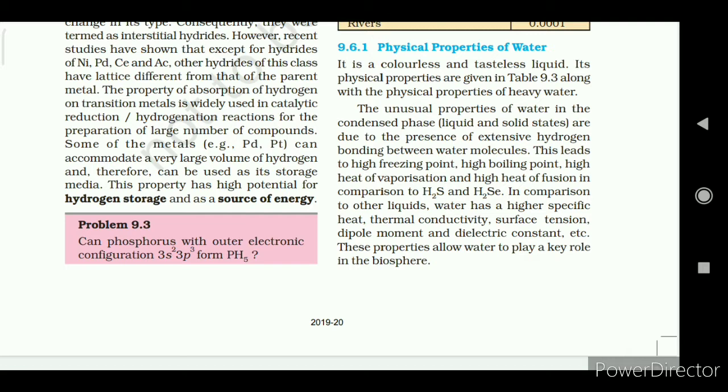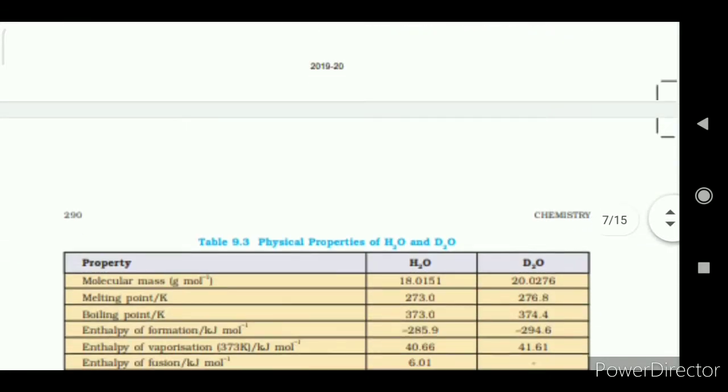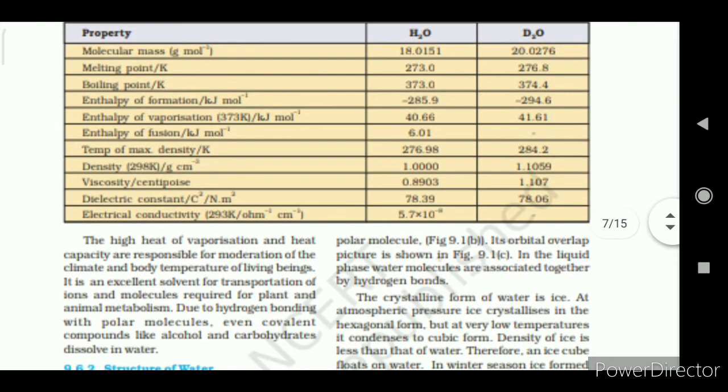9.6.2 Structure of water. In the gas phase, water is a bent molecule with a bond angle of 104.5 degrees and an O-H bond length of 95.7 picometers, as shown in Figure 9.1. It is a highly polar molecule. Its orbital overlap picture is shown in Figure 9.1.